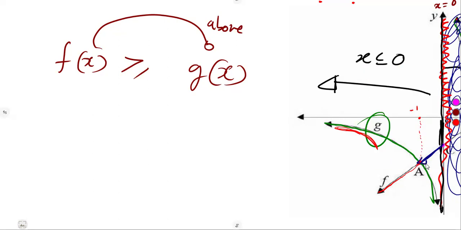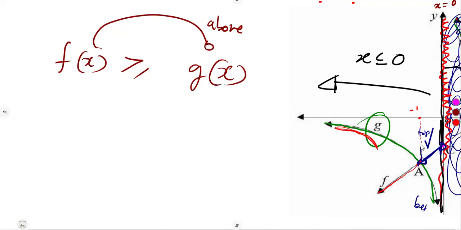We can see this distance of f is above G. Look at G. G is down there, F is on top. G is below, whilst F is on top, from this point A up to the y-axis, up to the point where x is equal to... remember, we are limited to where x is less than or equal to 0.